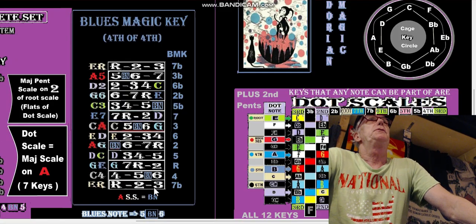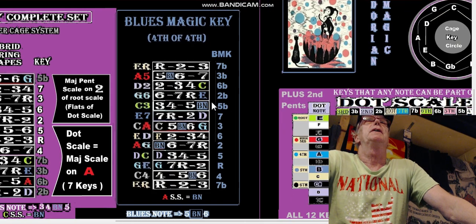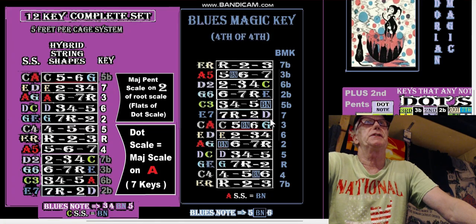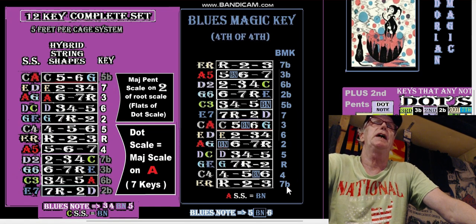So that's the blues magic key, and we have the blues notes there. They'd be between the 5 and the 6. That's the gist of this. These are the keys as they would work out.